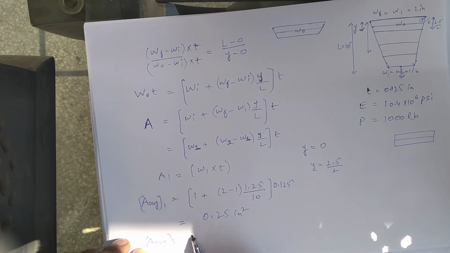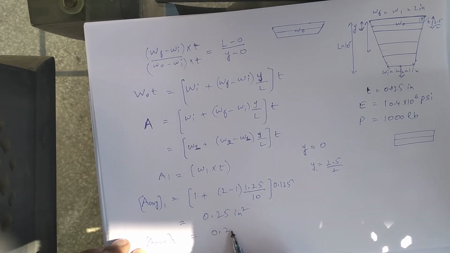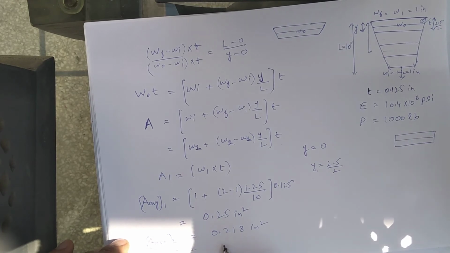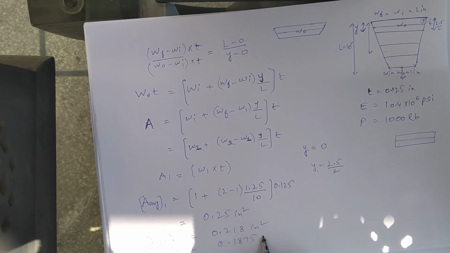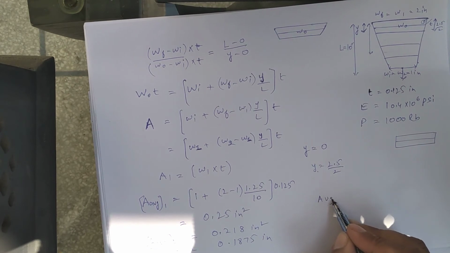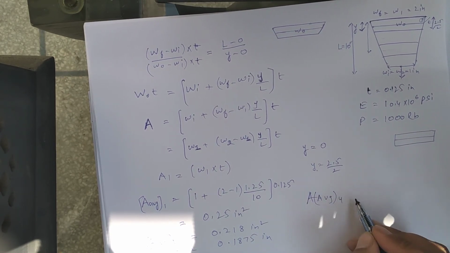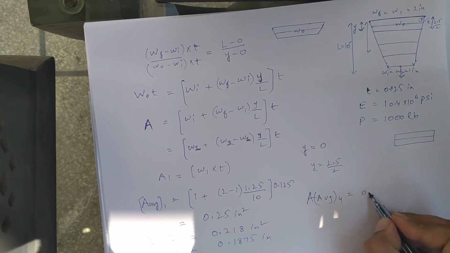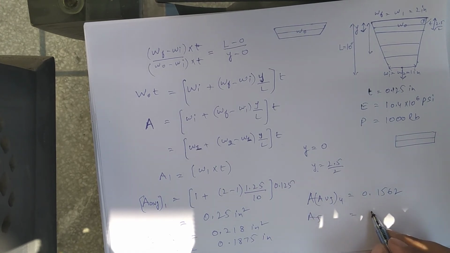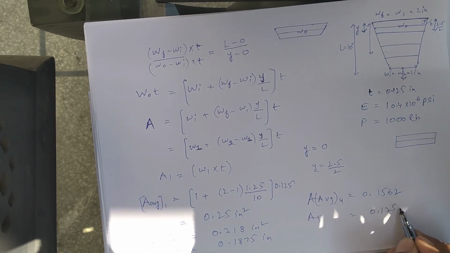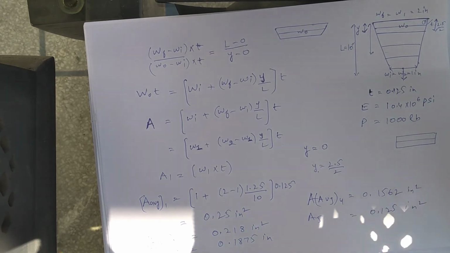Similarly, we will get the average area of element number 2, element number 3, 4, and 5, and so on. That will be 0.218 inch square. Average area for element number 3 is 0.1875 inch square. Average area for element number 4 is 0.1562, and average area for element number 5 is 0.125. These are inch square.